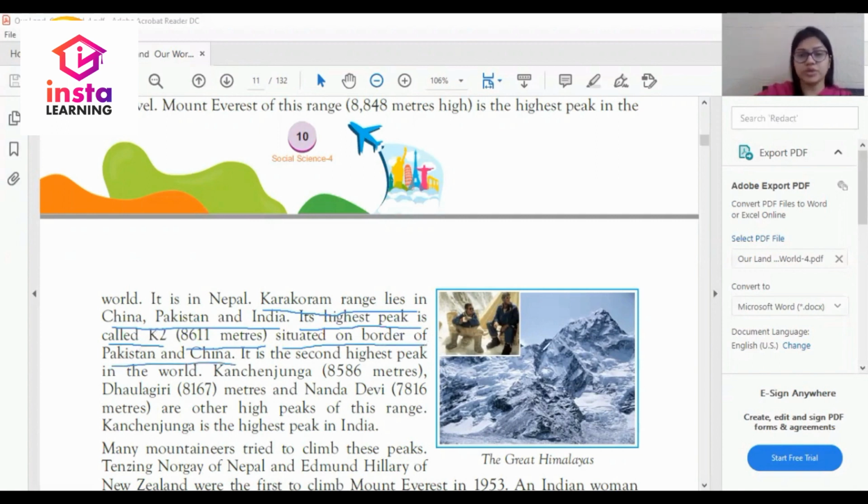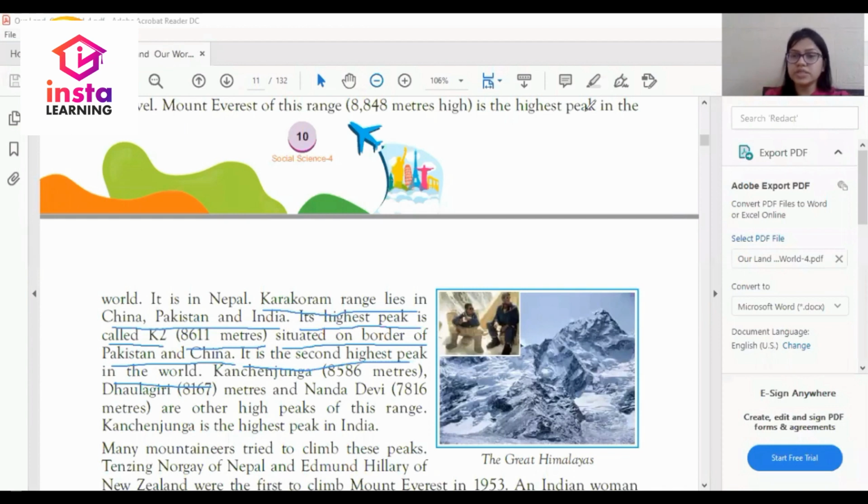So, student, K2 is the highest peak of the range which lies in China, Pakistan and India, situated on the border of Pakistan and China, and this is the second highest peak in the world. So again this is a very important question. Which is the second highest peak in the world? So the answer is K2 is the second highest peak in the world.